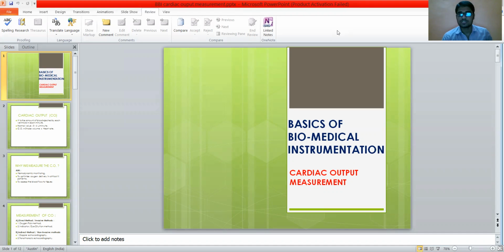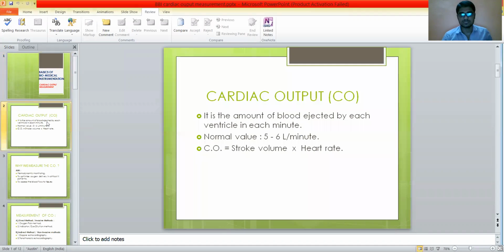So, I'm going to discuss a topic: a revision about cardiac output measurement. Now we are going to enter into the topic. Cardiac output. So, what do you mean by cardiac output?